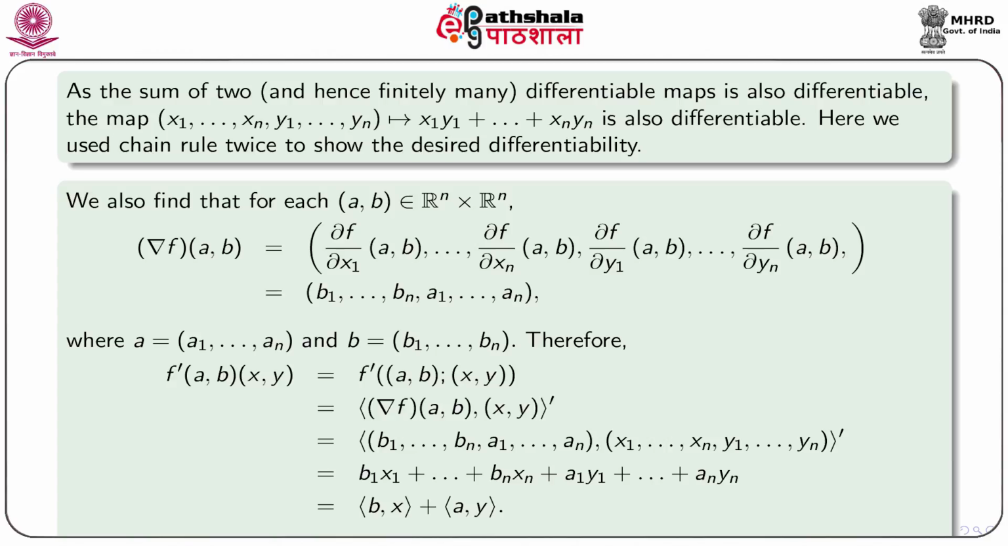Consequently, f'(a, b) operating on (x, y) is the inner product of grad f(a, b) with (x, y). Here it is the inner product of R^2n. We write the values of grad f(a, b) and (x, y). So, finally, we have b1 x1 plus up to bn xn, then a1 y1 up to an yn, which is nothing but the inner product of b and x plus the inner product of a and y. In the last line, we have written the inner product of R^n.